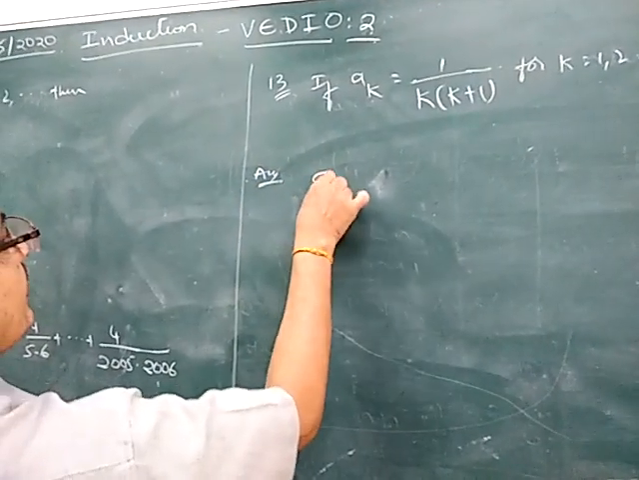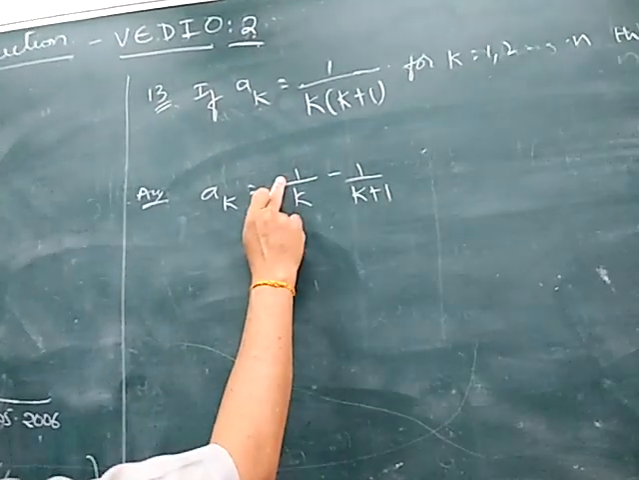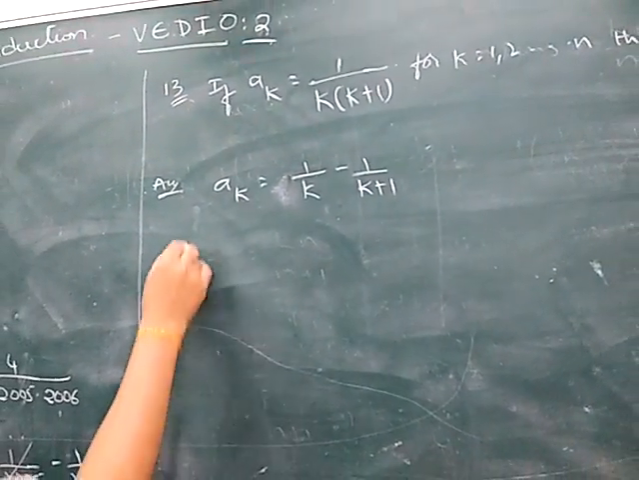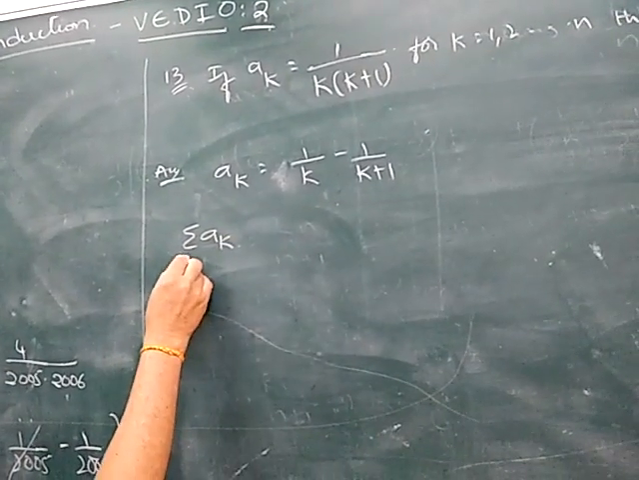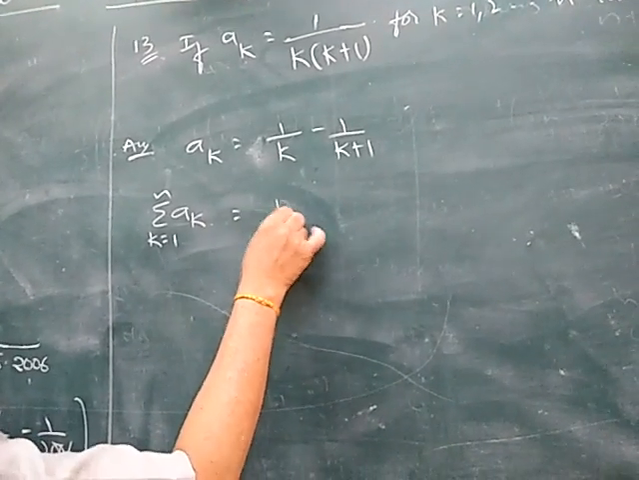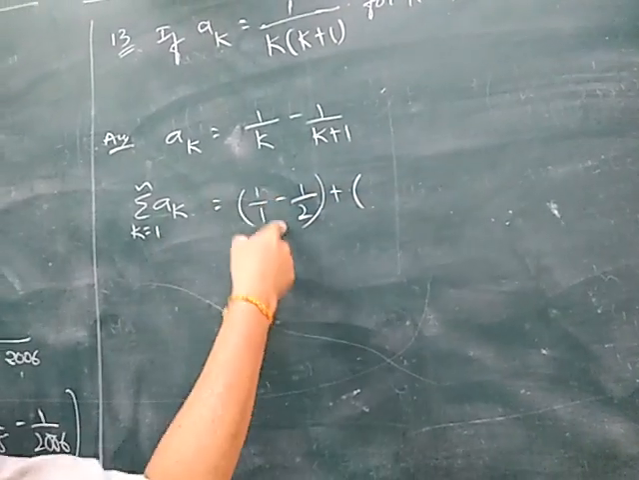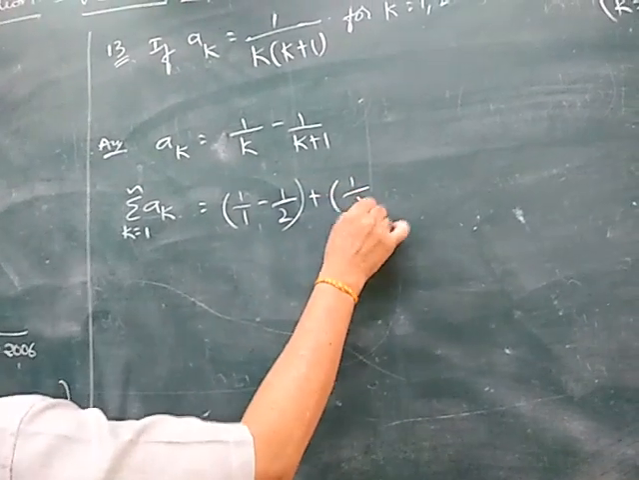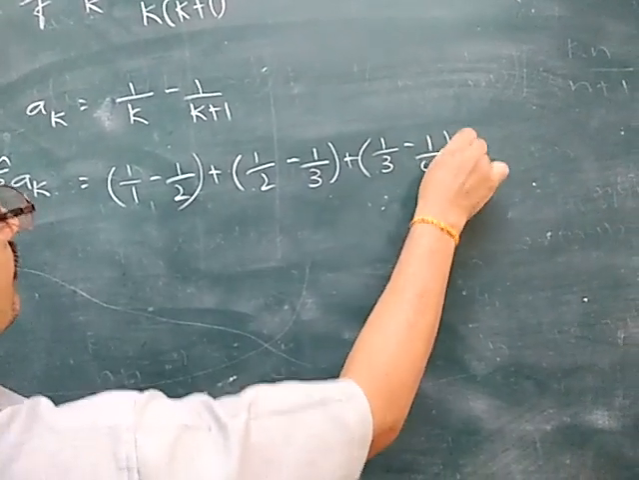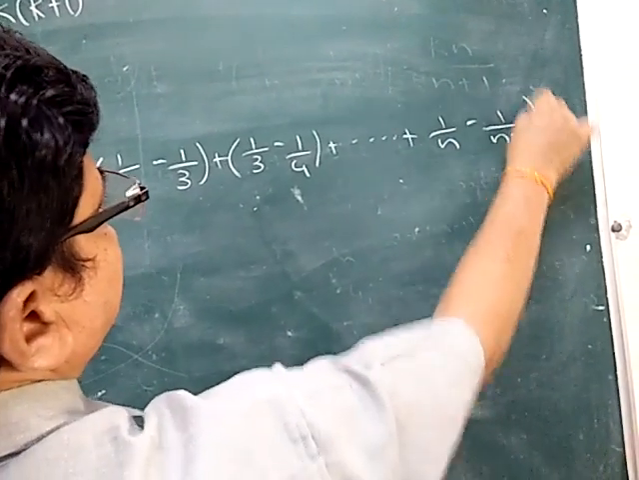Means ak is equal to 1 by k minus 1 by k plus 1. Taking LCM, k plus 1 minus k, k is cancelled, 1 by. So sigma ak, k is equal to 1 to n, that is equal to 1 by 1 minus 1 by 2 plus, and k is equal to 1 is 1 and k is equal to 2, 1 by 2 minus 1 by 3 plus when k is equal to 3, 1 by 3 minus 1 by 4 plus so on plus 1 by n minus 1 by n plus 1.